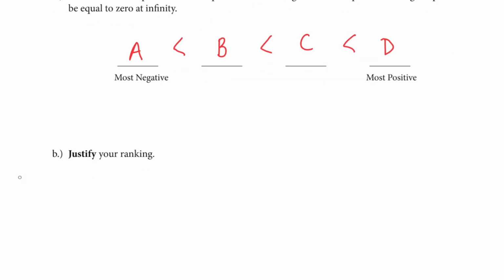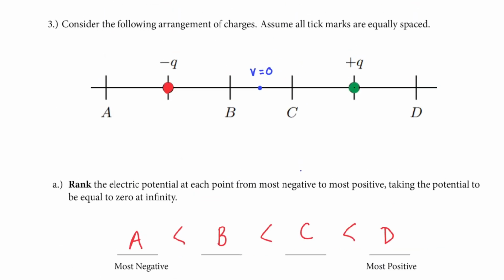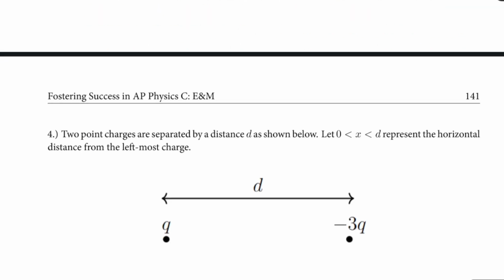So then to justify our ranking, we're just going to quantify exactly that. Positive charge makes a positive contribution. Negative charge makes a negative contribution. Electric potential falls off with distance. So if you're trying to get the highest positive number, that would mean that you get the greatest electric potential when you're both close to the positive charge and far from the negative, which is why point D is at a higher potential than C. There is another argument we could use to try to justify this using fields, but that is for a later section.